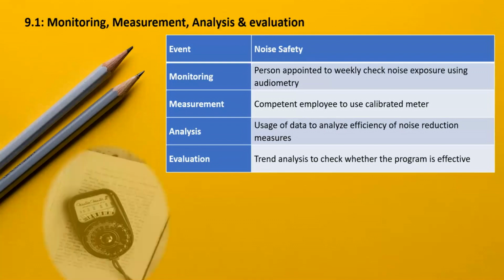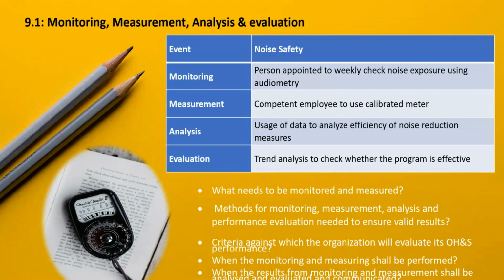Some key questions to consider are: what needs to be monitored? What needs to be measured? Methods for monitoring, measurement, analysis, and performance evaluation need to ensure valid results. What is the criteria against which the organization will evaluate its occupational health and safety performance? When shall the monitoring and measuring be performed? When shall the results from monitoring and measurement be analyzed, evaluated, and communicated?